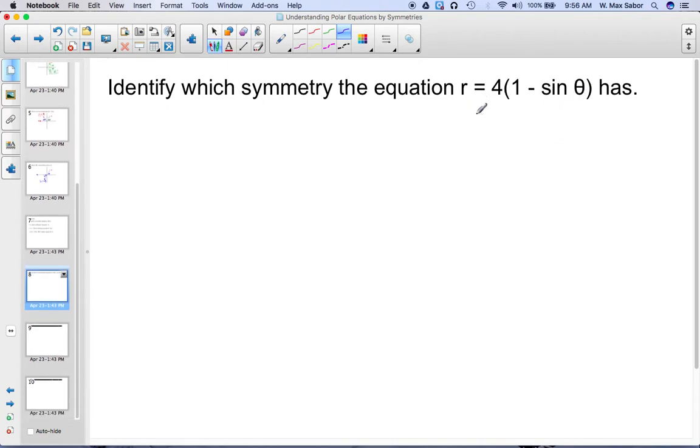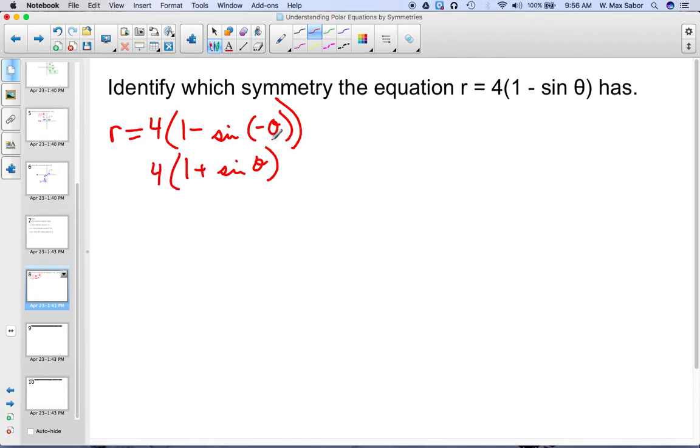Well, let's start by plugging in negative theta. If we do 1 minus sine of negative theta, that becomes 1 plus sine of theta, because sine is an odd function. So this is not the same, therefore it does not have the first symmetry across theta equals 0.